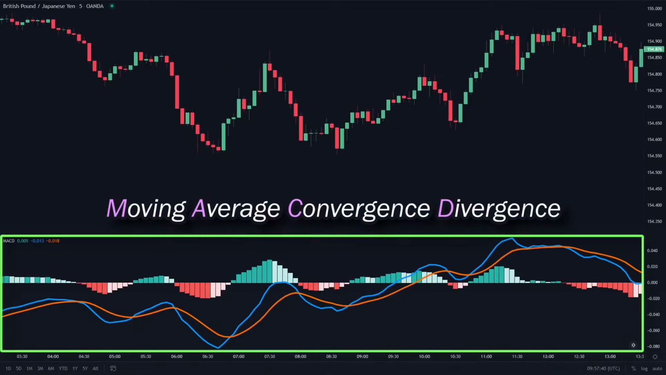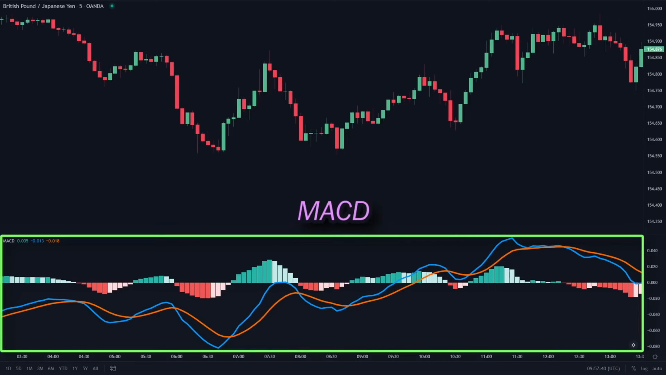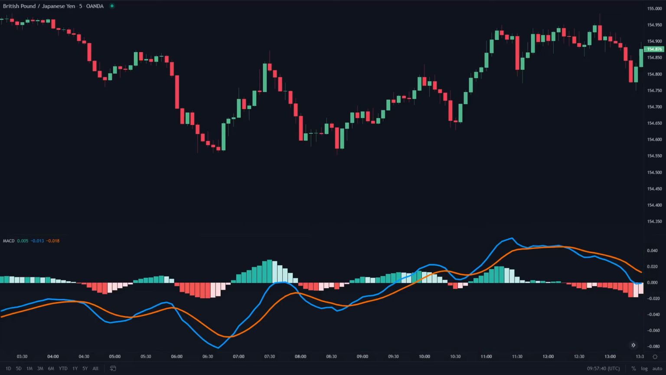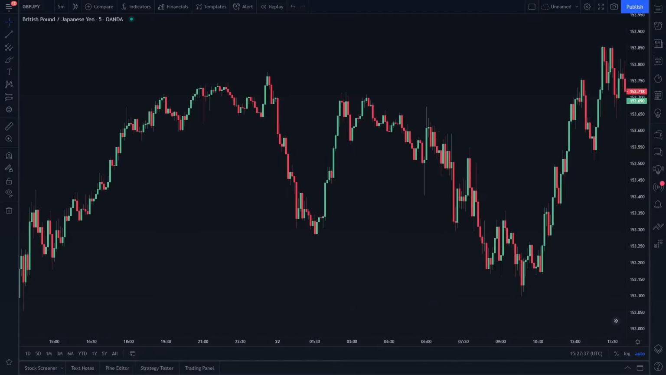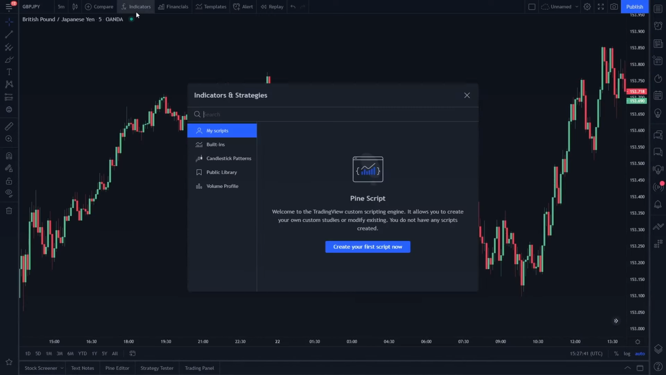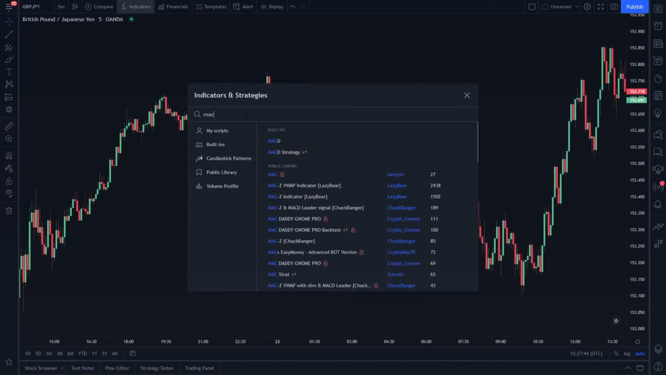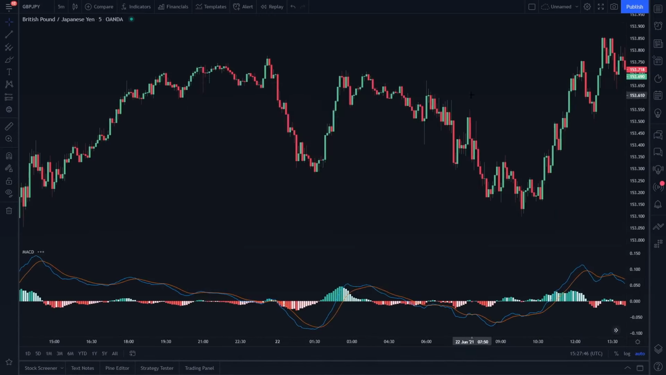The Moving Average Convergence Divergence, also known as the MACD, is one of the simplest and most popular indicators among professional traders. Basically, it is a trend-following indicator that shows the relationship between two moving averages. So first, let's add it to our chart. Go to the Indicator tab in TradingView and type in MACD. Click this one on the top.